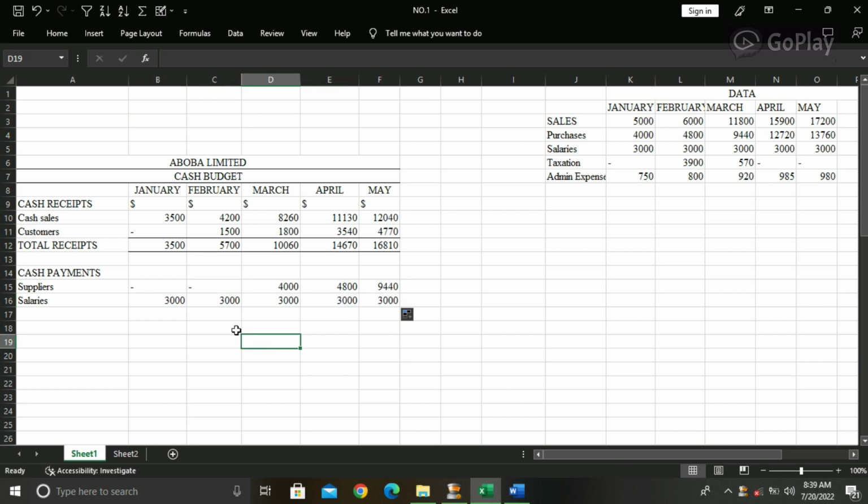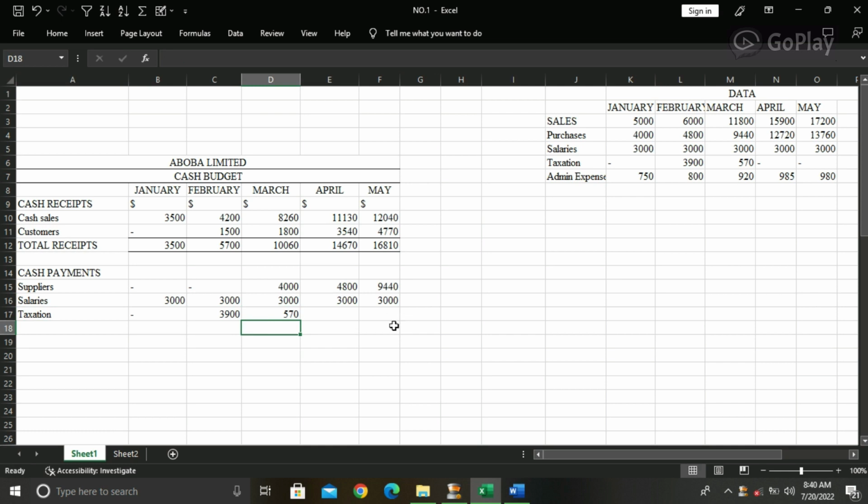So after getting our salaries, we have taxation. Sorry, the company will pay taxation in February and in March. So we have taxation. In January, no taxation will be paid, and then in February they will pay tax of 3,900, and in March they will pay tax of 570. So we are done with that one.